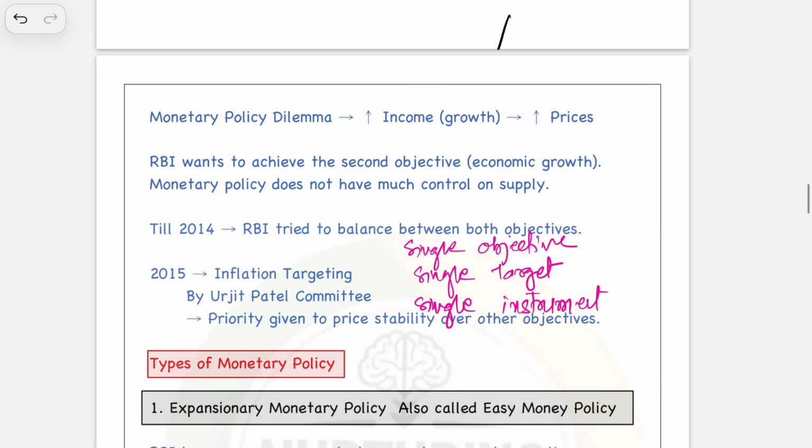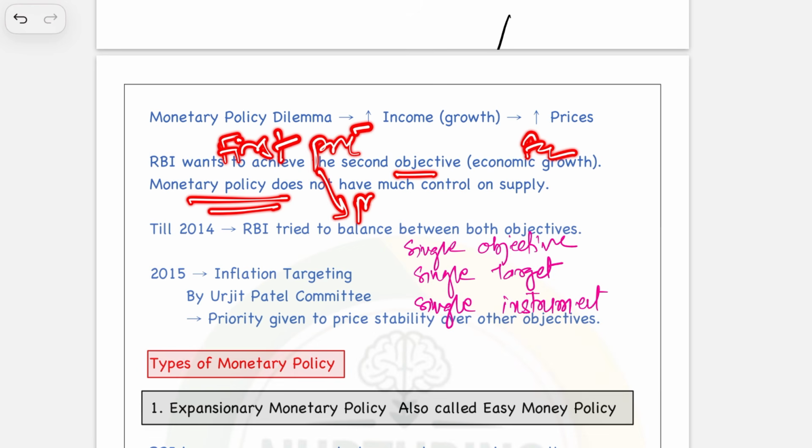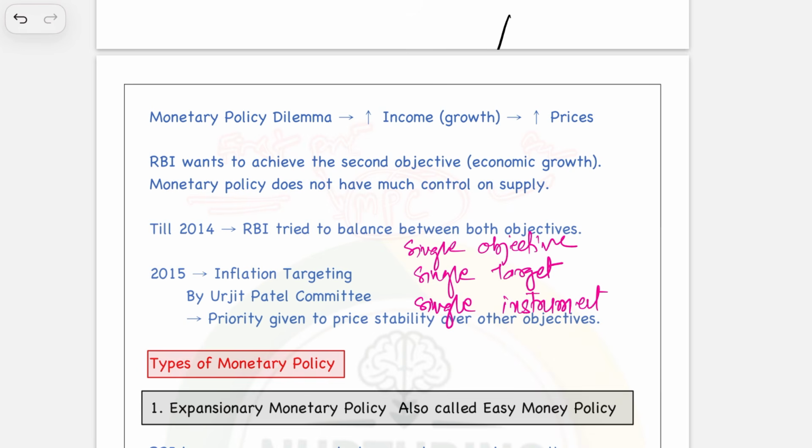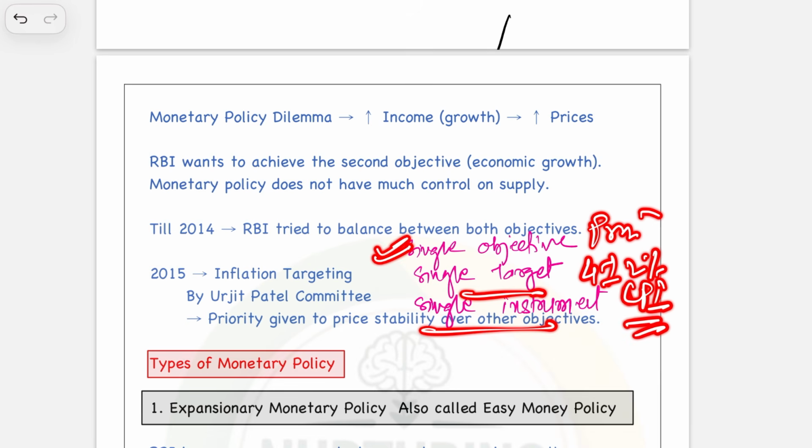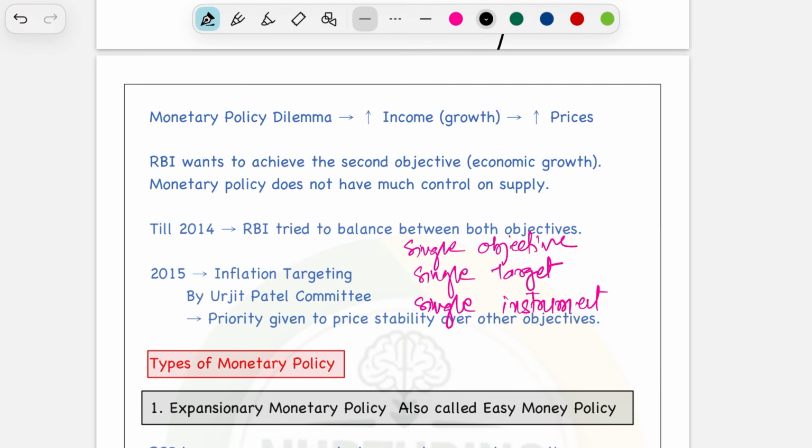The thing is, RBI wants to achieve the second objective of economic growth, but it wants to have the first objective of price control. Why? Because of the monetary policy committee. This monetary policy committee is based on the fact that there is a single objective of price control, a single target of 4 plus minus 2% of CPI targeting, and a single instrument which is the repo rate. I hope this entire exercise of monetary policy in India is clear to you. So the single objective is price stability, the single target is the CPI, which is 4 plus minus 2%, and the single instrument is adjusting the repo rate.